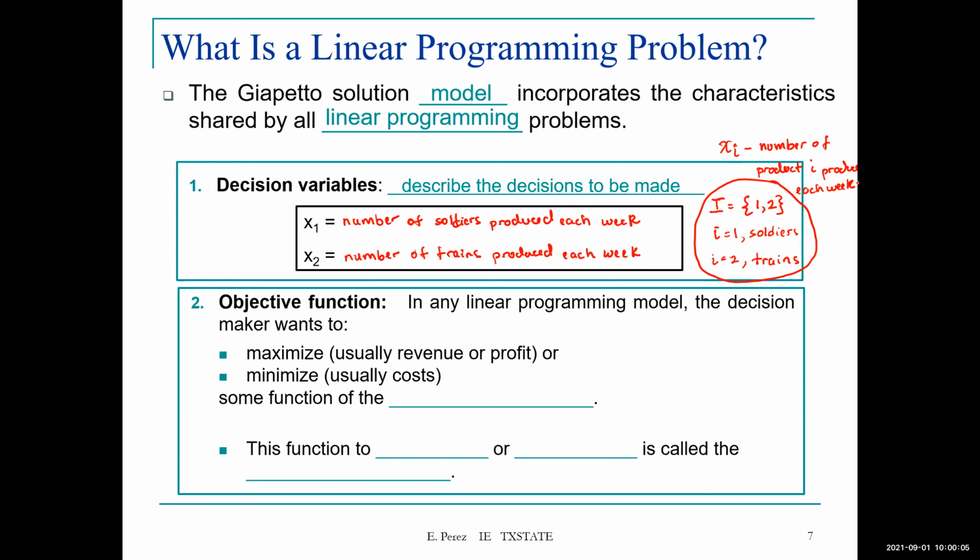It is a function of the decision variables, which I already mentioned. This function to maximize or minimize is called the objective function. You always have to state when you're defining the objective function if you're maximizing or minimizing. And you will see why that is important. In this case, we are trying to maximize the profit. So that's what we are going to define next.